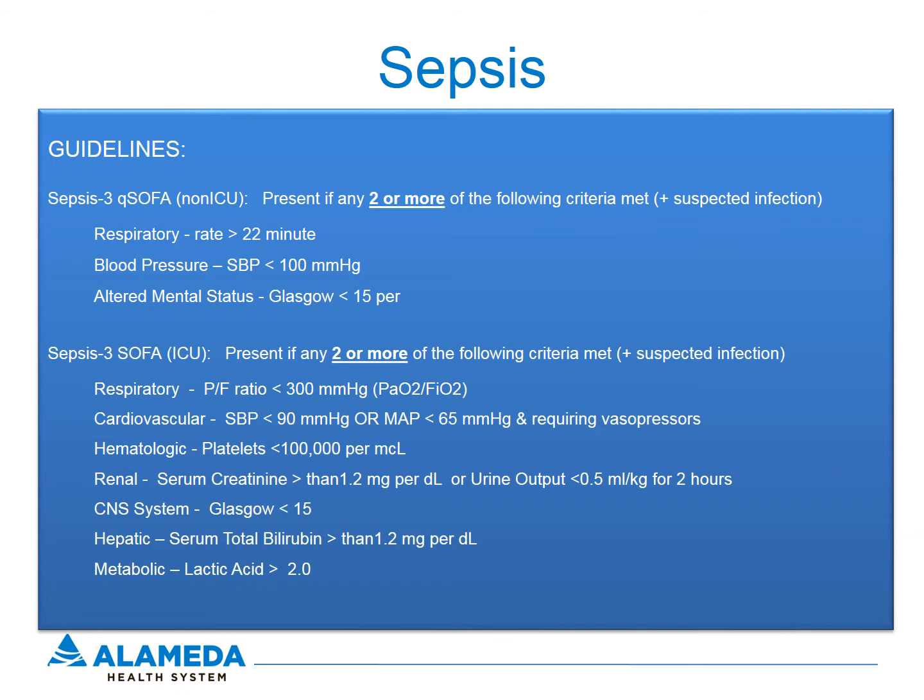You could also have evidence that's hematologic, which is a platelet count less than 100,000. The renal criteria is a serum creatinine greater than 1.2, or a urine output less than 0.5 milliliters per kilogram for 2 hours. Or for mental status, you could have a CNS system with a Glasgow less than 15. Hepatically, you could watch for a serum total bilirubin greater than 1.2 milligrams per dL. And then metabolically, you can watch for a lactic acid greater than 2. Again, when a patient's in ICU, you have these clinical indicators available to you, and you only need 2 of the 7 listed here to meet criteria, plus a suspected infection.